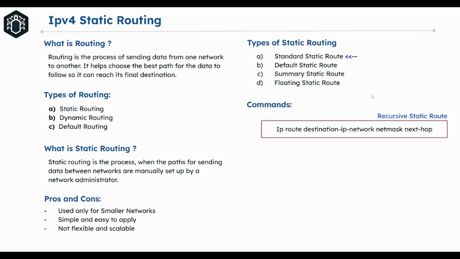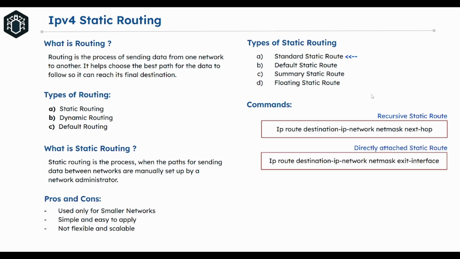Moving forward, there are three common types of static route commands. The first one is the recursive static route. In this command, we specify the destination IP network, subnet mask, and the next hop IP address. Here, the router will look for the next hop IP in its routing table to determine the correct exit interface. Next hop is nothing but the IP interface of the next router in the path.